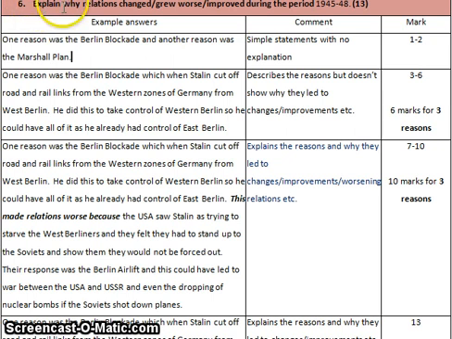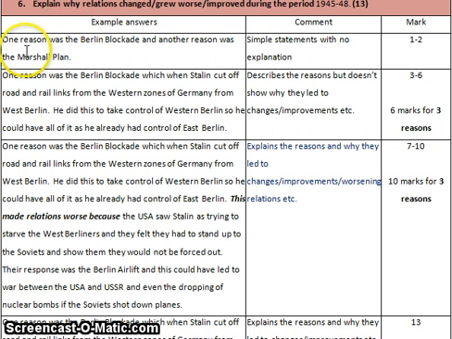You will have to explain why the relations changed, grew worse or improved during a time period, in this case 1945 to 1948. This is why it's important you know your dates, because if you talk about an event that is not in that time period, then you will not get any marks for it, no matter how good it is. So make sure you know your dates. So we're going to look at 4 model answers, and we're going to see what mark they got and explain why they got that mark.